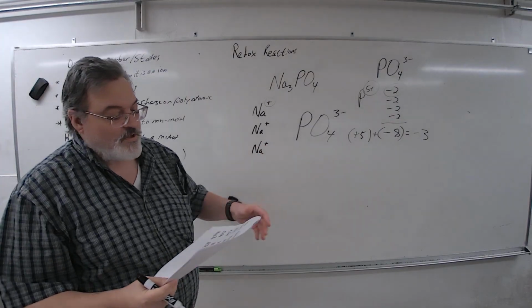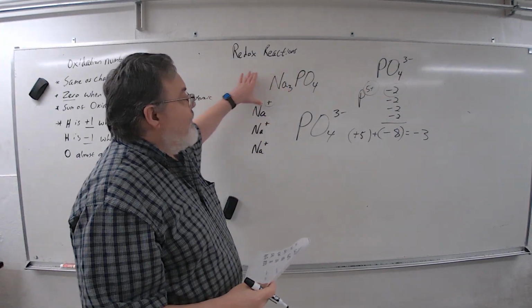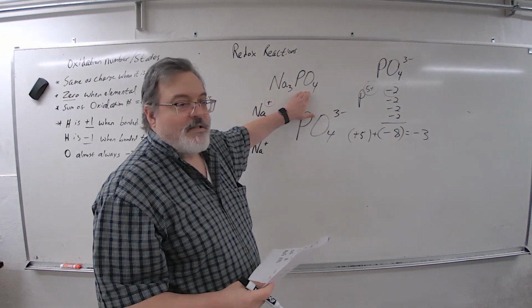So generally the way to do these that are polyatomic ions, pop off this positive ion first and then analyze this by itself.